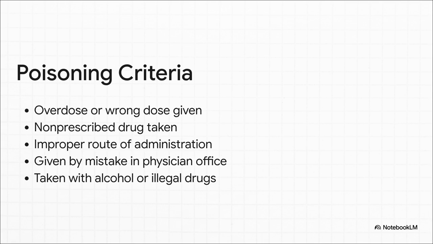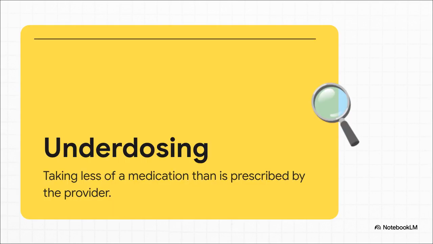But pay special attention to this. If a patient takes a correctly prescribed medication, but then mixes it with alcohol or illicit drugs like cocaine, heroin, or marijuana, boom! That instantly flips the classification from an adverse effect to a poisoning. No exceptions. Then we have underdosing. This is exactly what it sounds like, where a patient independently reduces or skips their prescribed medication regimen. You'll often see this written in the chart as patient-reduced medications.